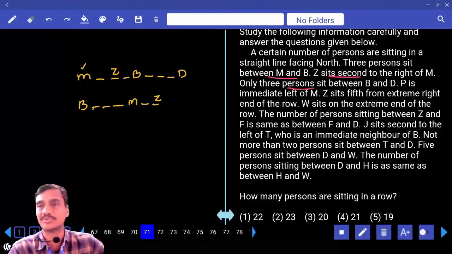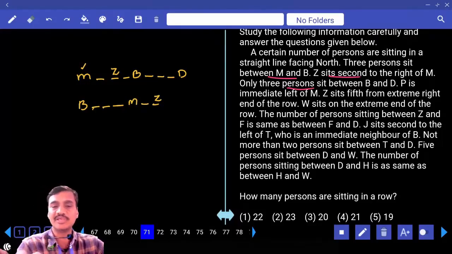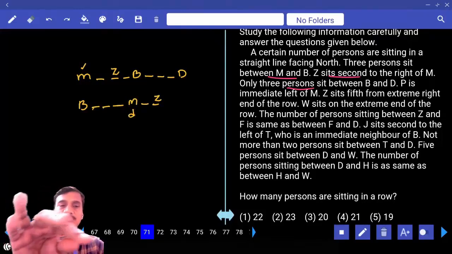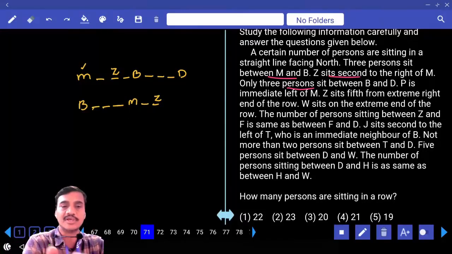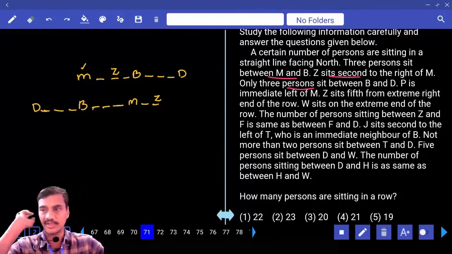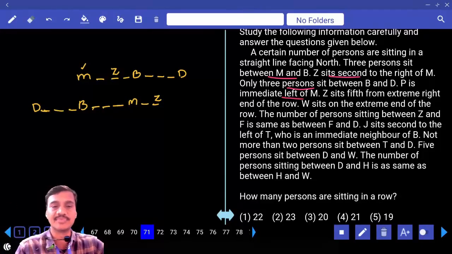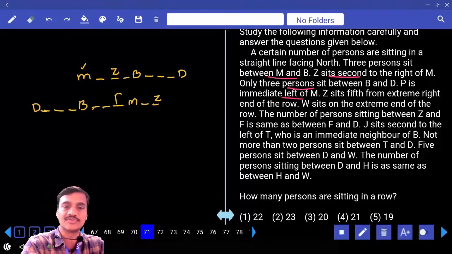How many should be between B and D? 3 members. Now if we take D to the right hand side of B, M and D must be in the same place, which is not possible. Hence, these 3 persons are to the left hand side. And who is this person here? 3 persons between B and D, D is there. Is that right? And P is to the immediate left hand side of M. Here P is to the immediate left of M.